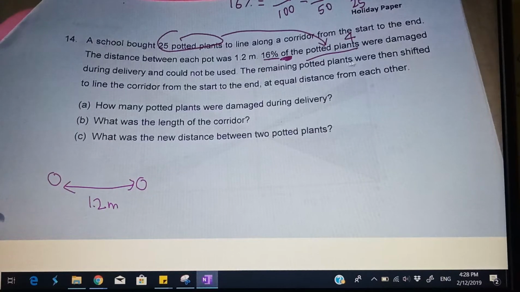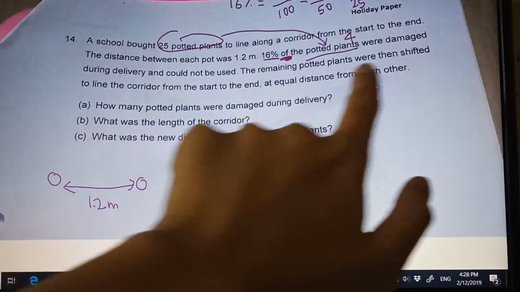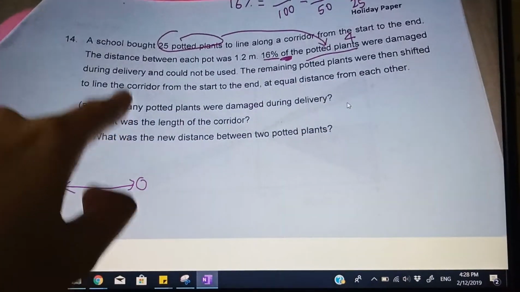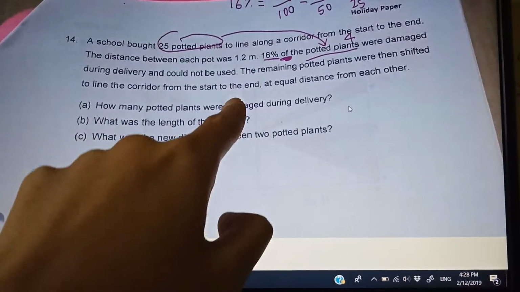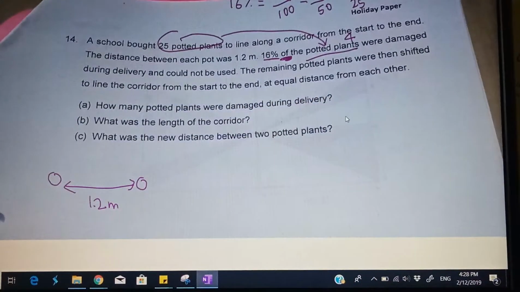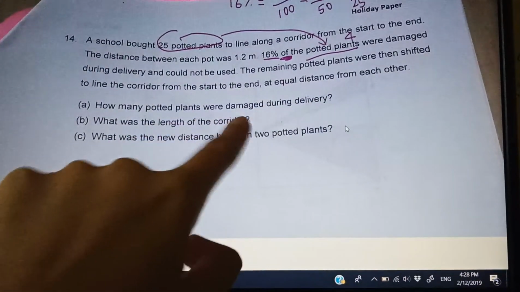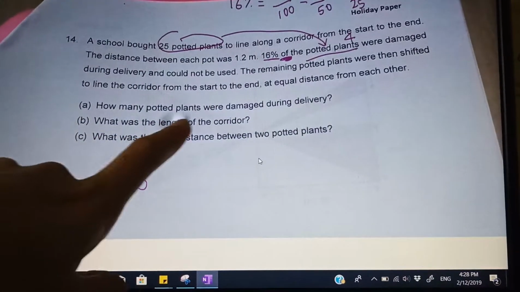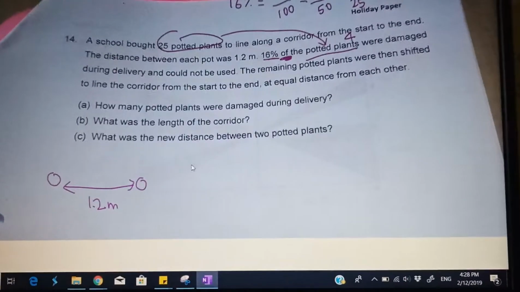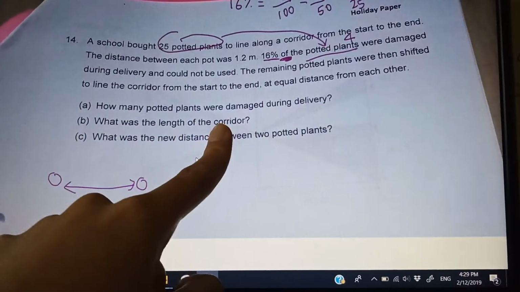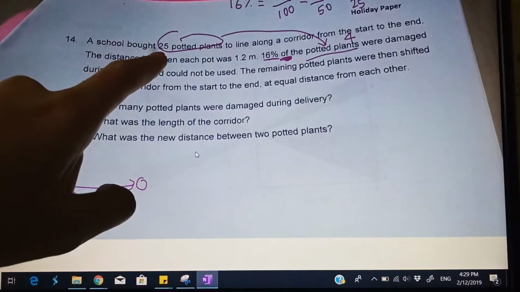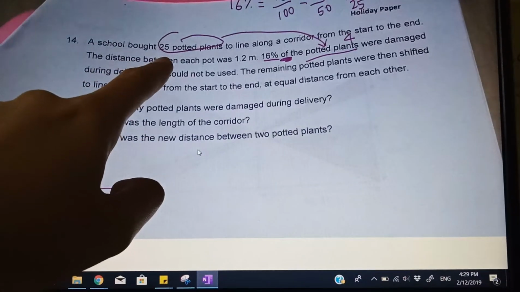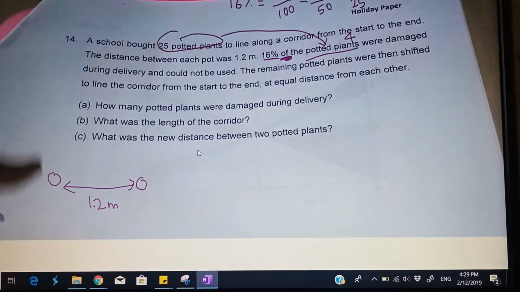The remaining potted plants were then shifted to line the corridor from the start to the end, at equal distance from each other. How many potted plants were damaged during the delivery? Okay, we found that earlier. What was the length of the corridor? So the length of the corridor is, because the school at first bought 25 potted plants to line from the start of the corridor to the end of the corridor.